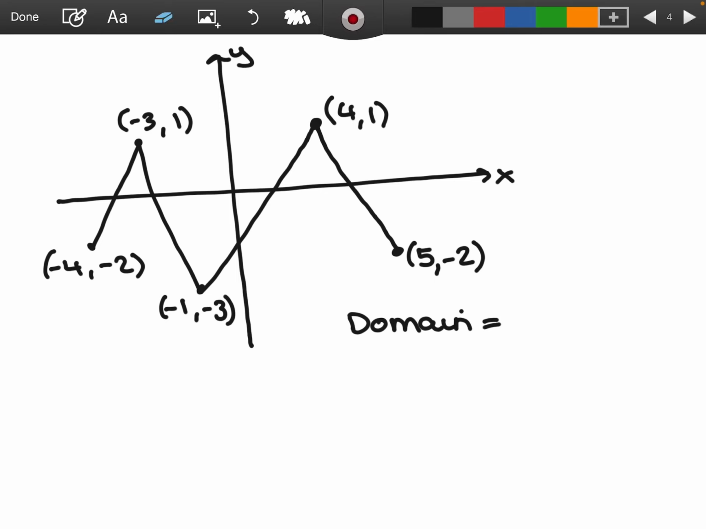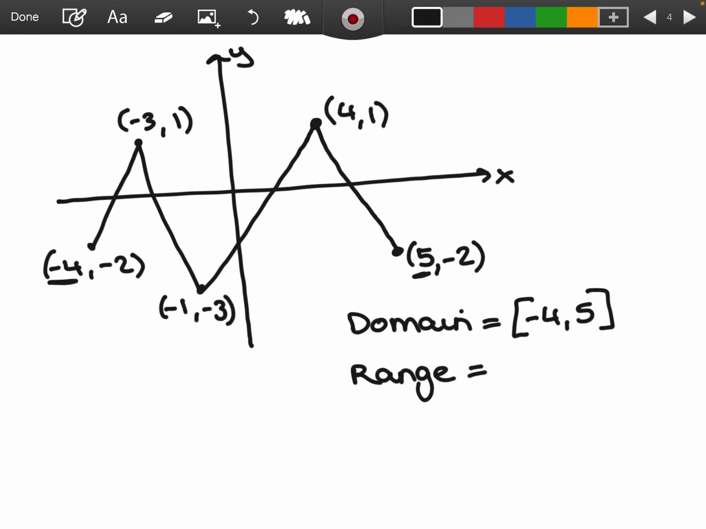So my lowest x value that I have is -4. The largest x value that I have is 5, and I'm including those two numbers. So my domain is -4 up to 5, including those values, so we use square brackets. My range is all possible y values, so all possible function values that I get back when I plug in an x.